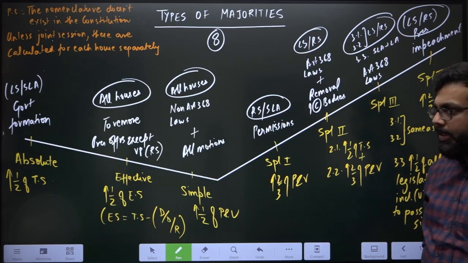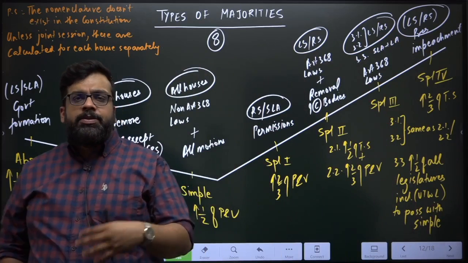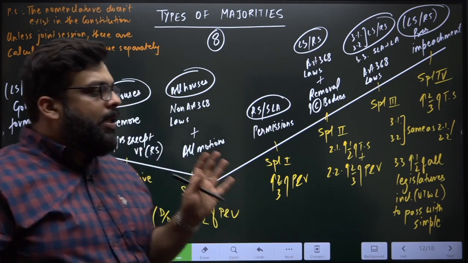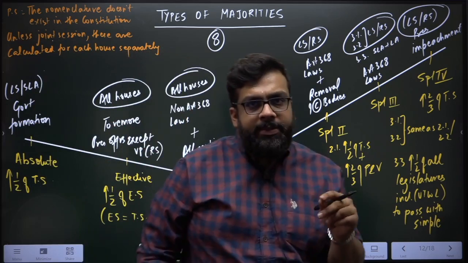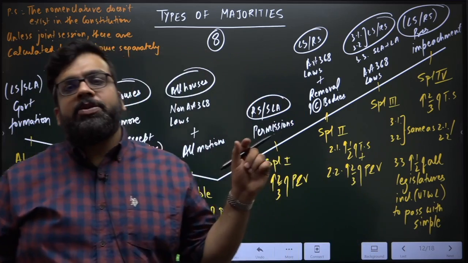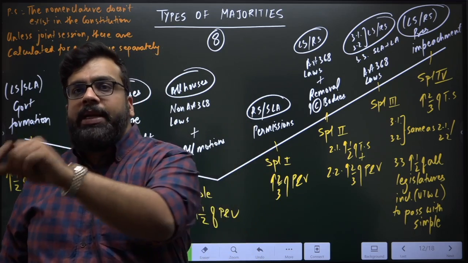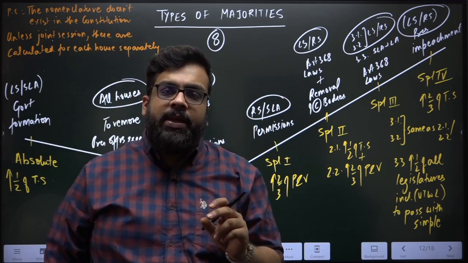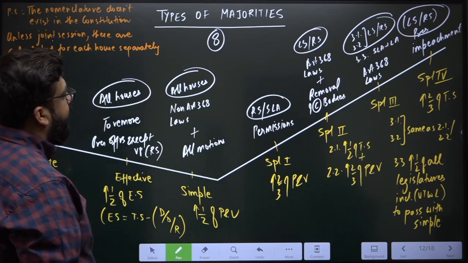This is very simple. Now before we start, let me first make something very clear. Whether it's an absolute, effective, simple or special, the constitution does not use these words at all. Which is why in your prelims exams, if you get a question on a specific majority, they will explain the majority to you in its detailed form. They will write that a majority of not less than so and so, so and so, so and so. That's because the constitution does not use these oversimplified formats.